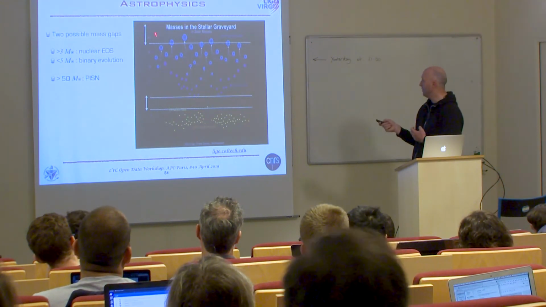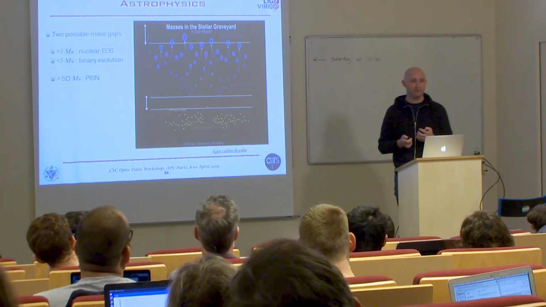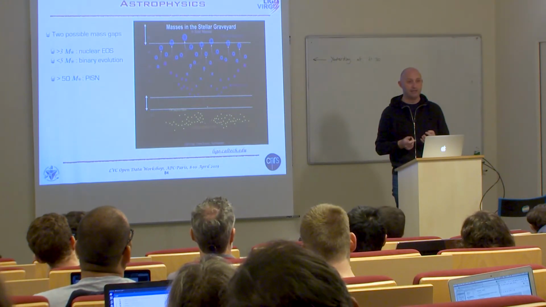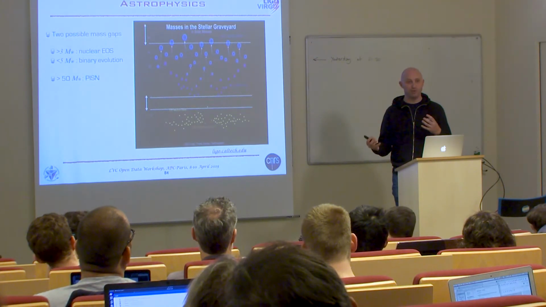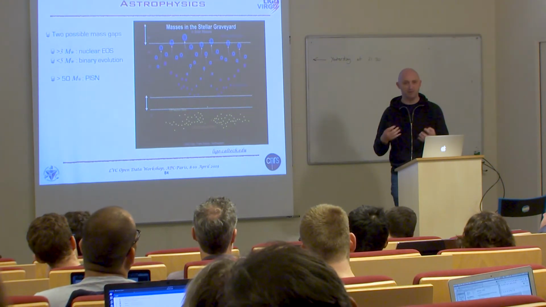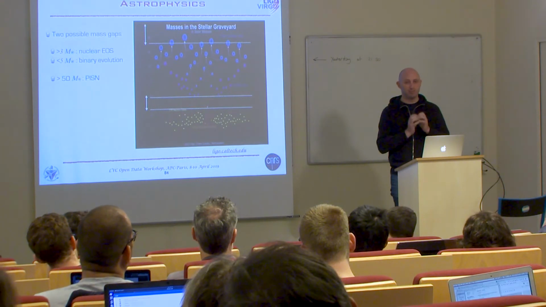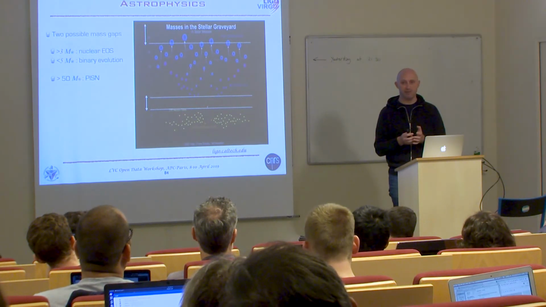There's another gap up here at 50 solar masses, which is from pair instability supernovae. So these are runaway supernovae where everything happens so violently that essentially the star blows itself apart and doesn't leave a black hole behind.